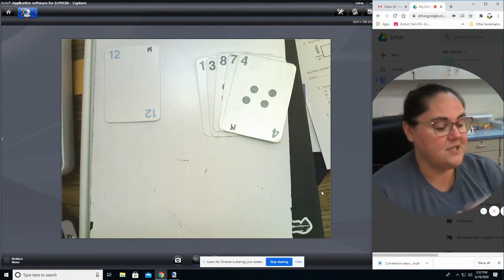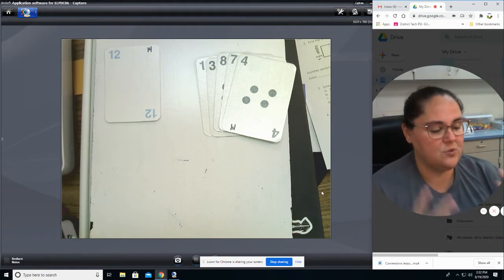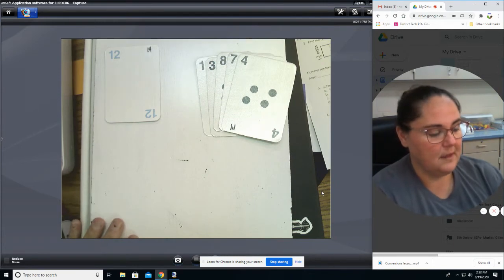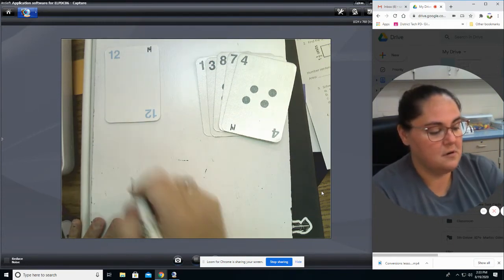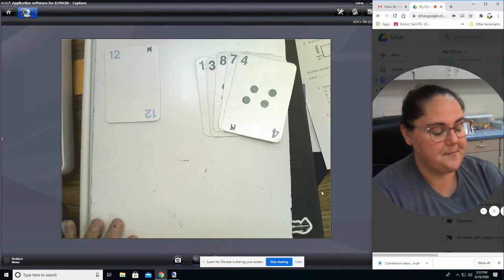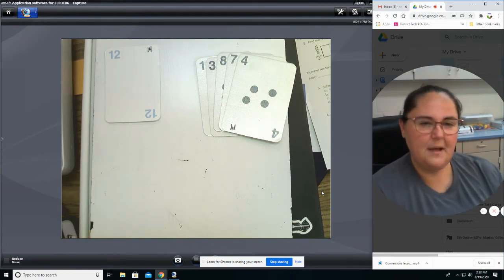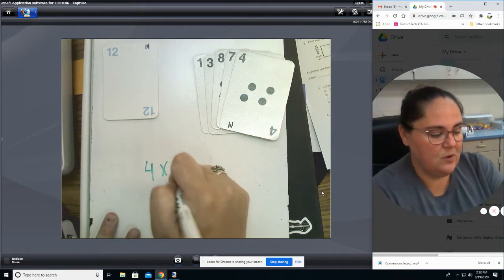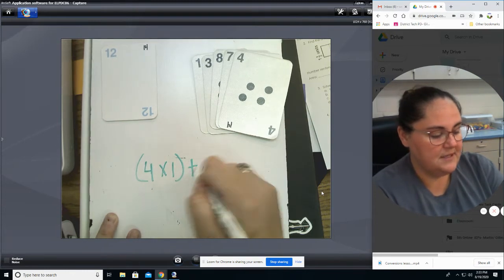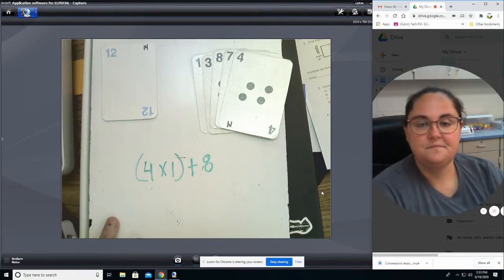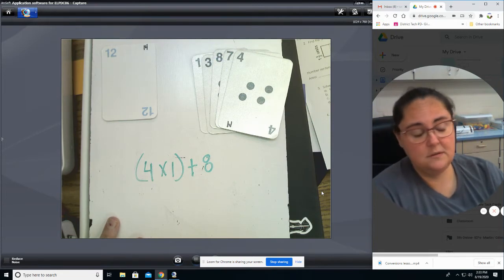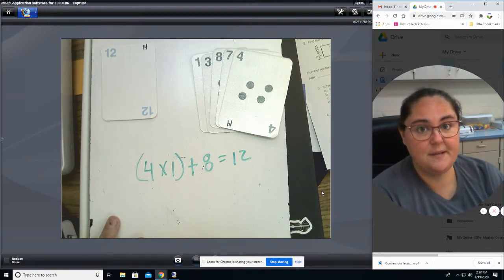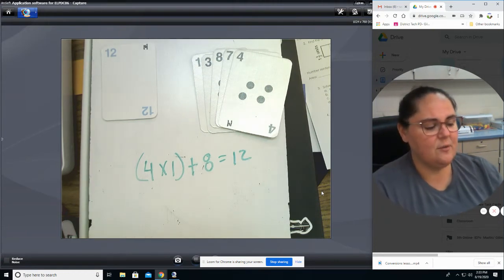Okay, so the first thing I'm going to do is I'm going to think, okay, how can I make the number 12? Okay, I know what I'm going to do. Let me see. I could do 4 times 1 plus 8. 4 times 1 is 4, plus 8 is 12. Great. I use 3 cards and I use grouping symbols. Let's see if there's another way how to do this.